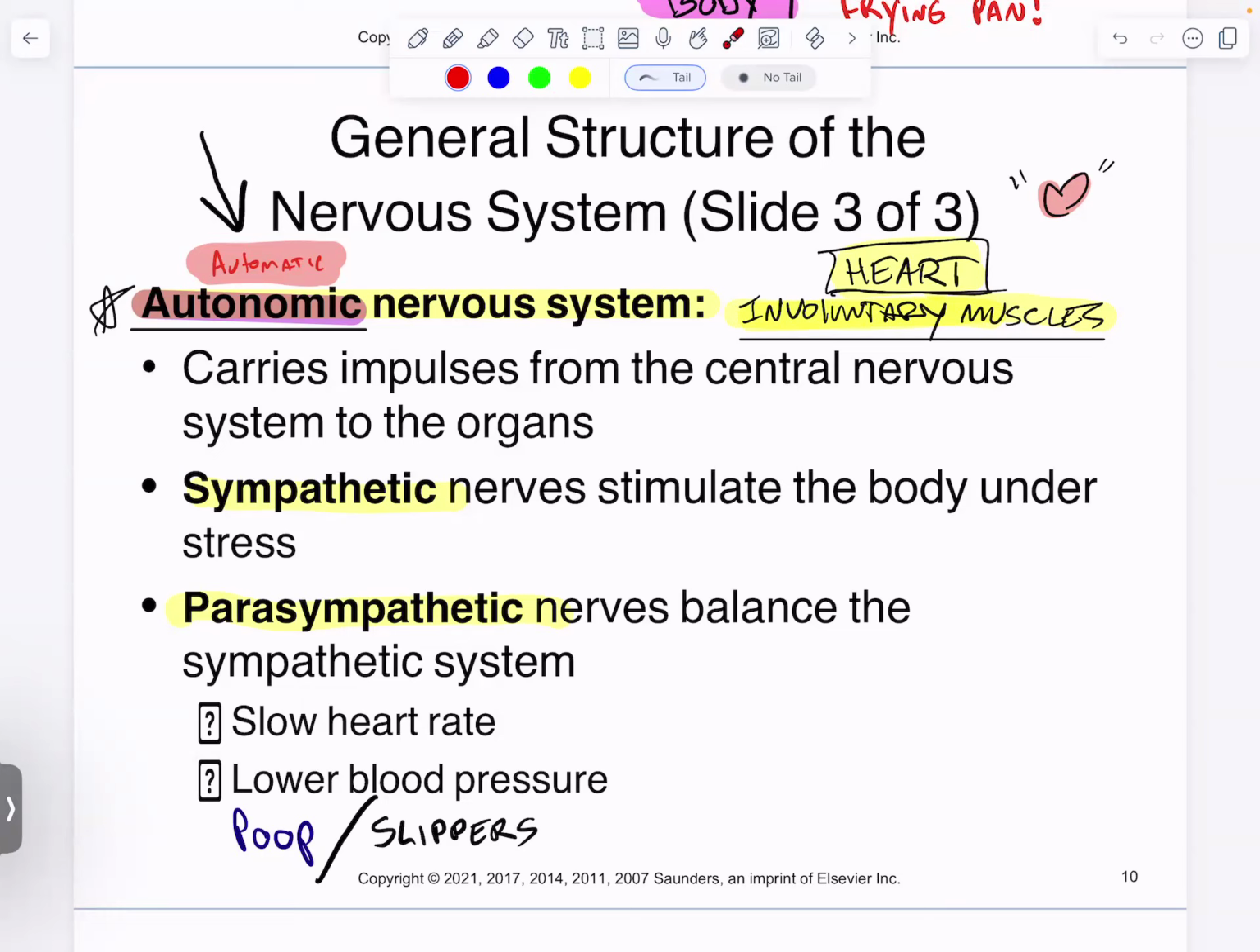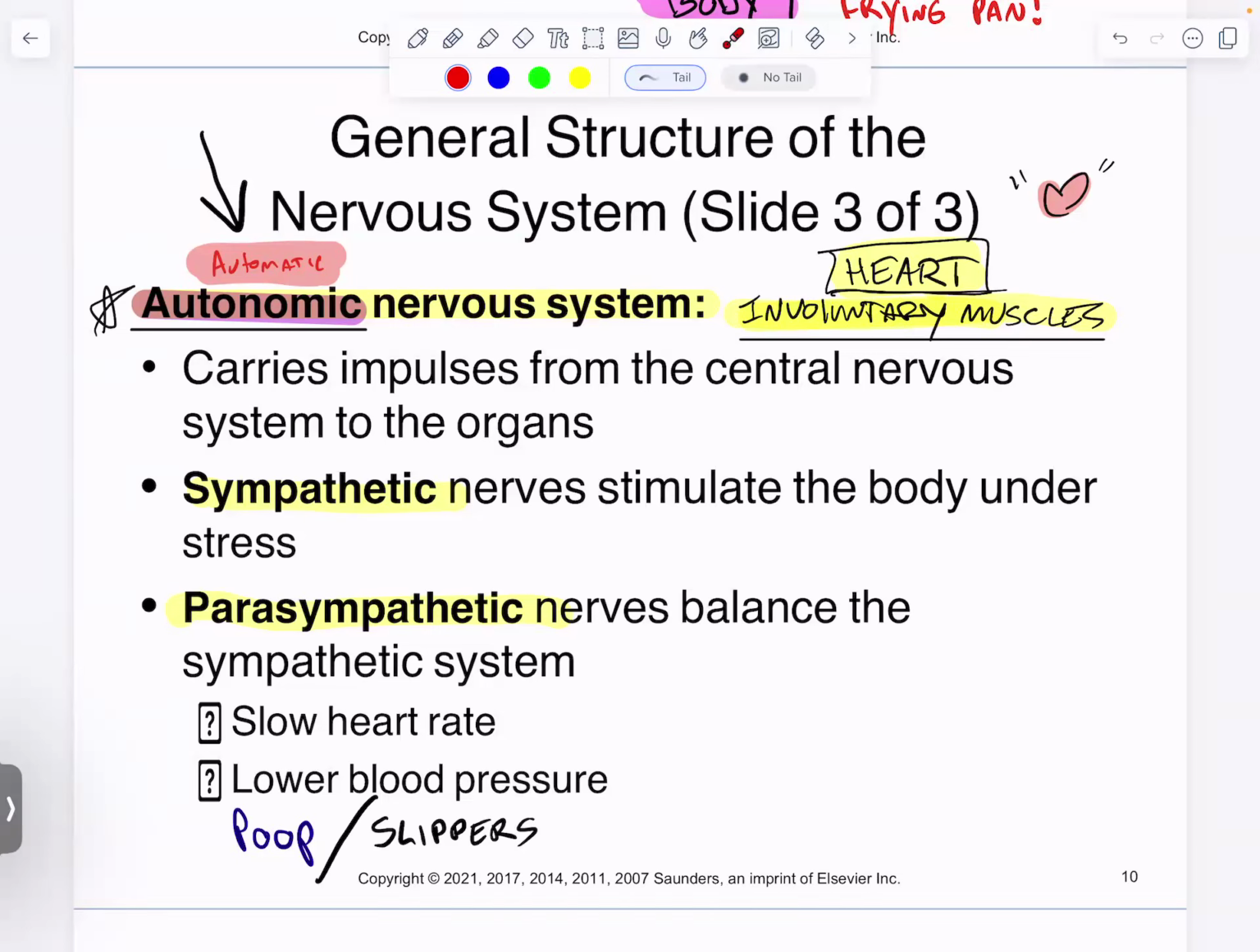Now, the sympathetic, what is that? Your fight or flight. Go, go, go. What's it doing, my friends? It is speeding up your heart rate. It is constricting your blood vessels, which is raising your blood pressure. It is dilating. What does dilate mean? Opening up your bronchial tubes, getting way more oxygen in. It's like, go, let's go.